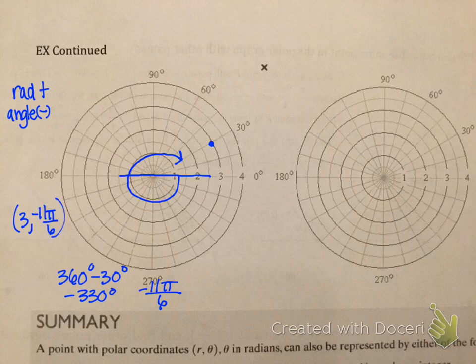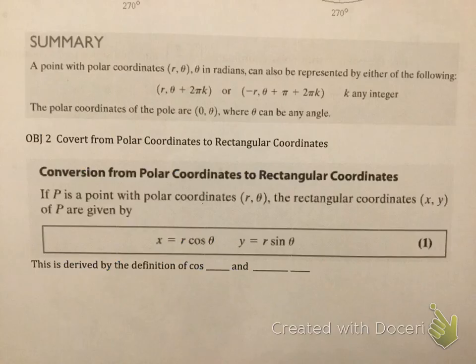Okay, so that's A, B, and C. What's the summary here? The summary says a point with polar coordinates r, theta, where theta is in radians, can also be represented by either the following: r, theta plus 2 pi k, or negative r, where we take theta, add pi to it, plus 2 pi k. So what they're saying is, hey, you can do multiple revolutions and end up at the same point. We can just name it as something different. And for a negative radius, don't forget that pi is 180 degrees, so we have a 180 degrees reflection. Okay, so just to kind of hit that home.